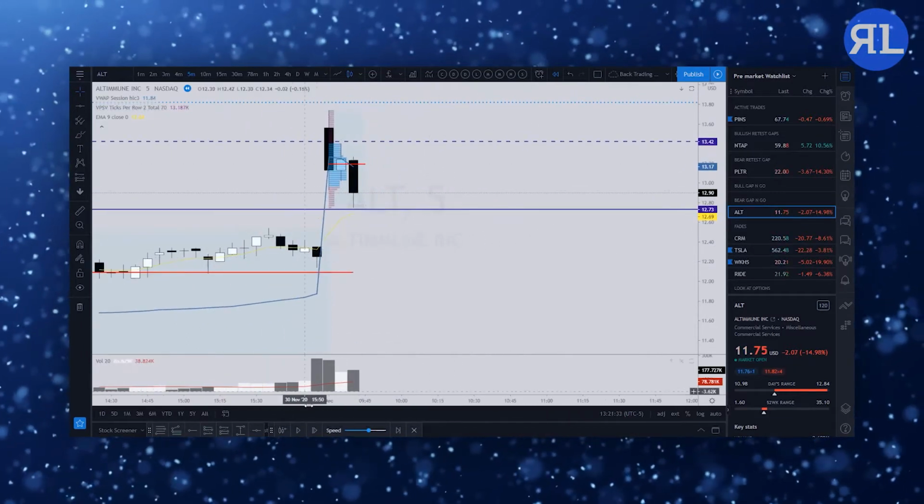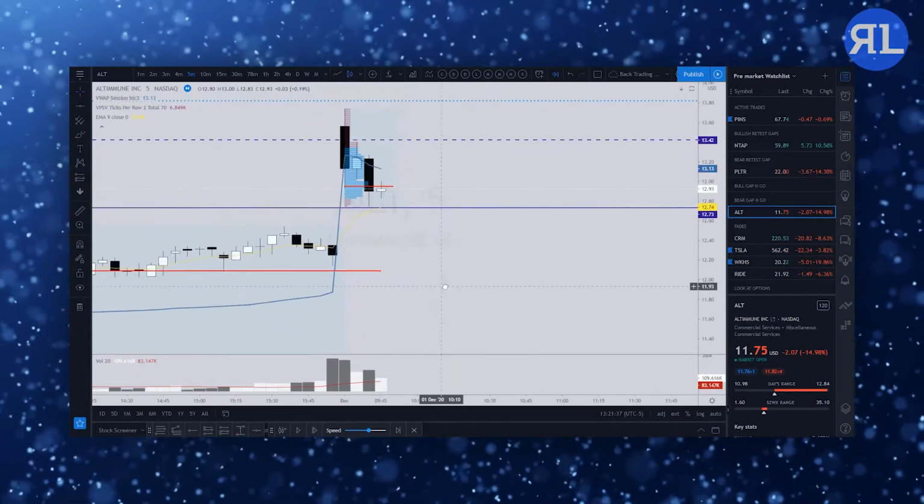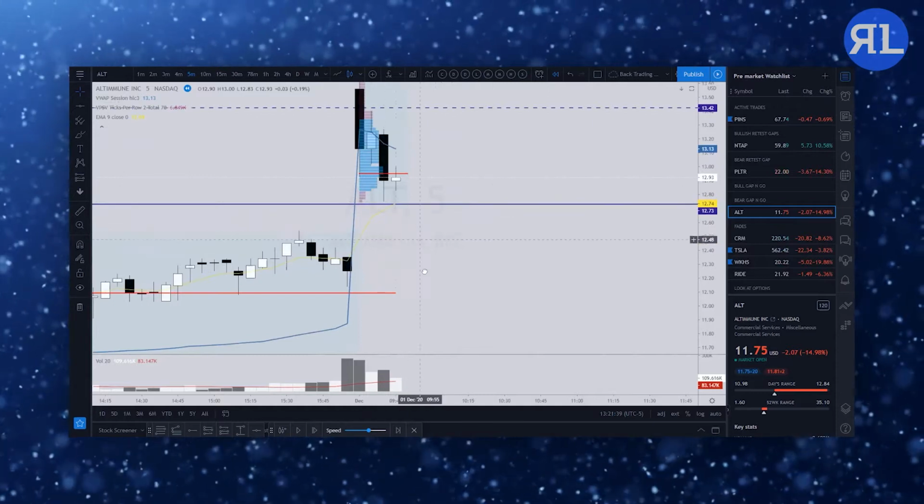So let's just see what else comes from here. Now, we do get a nice little indecision candle. We've already tested that support level.